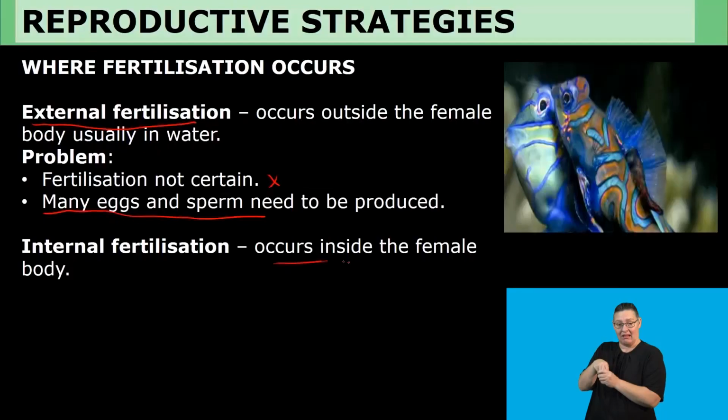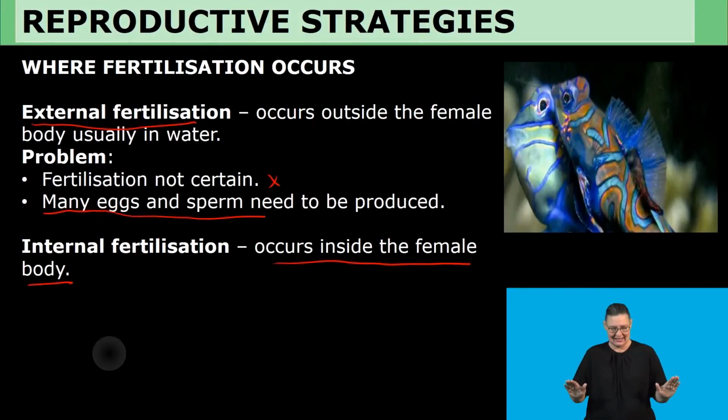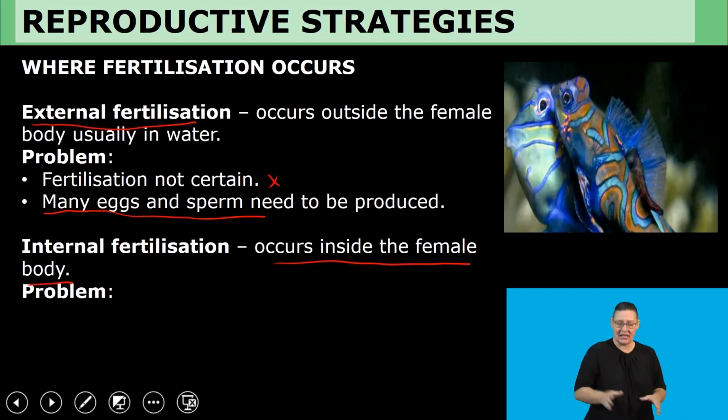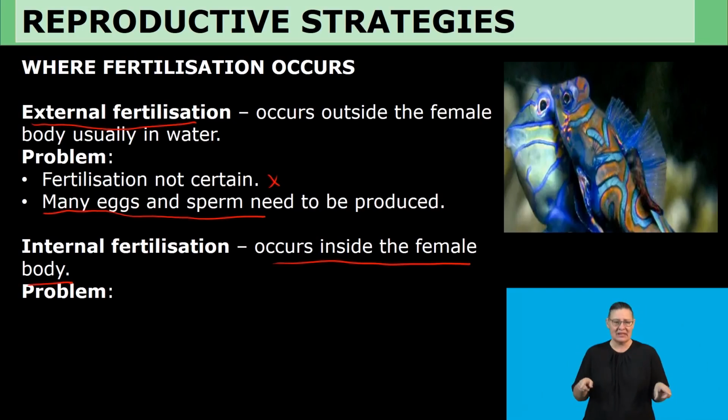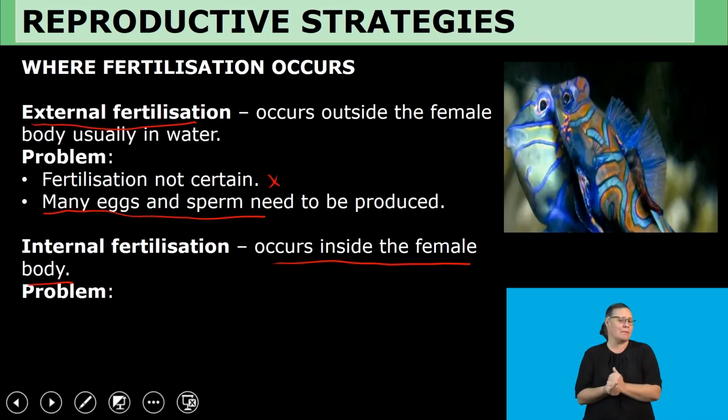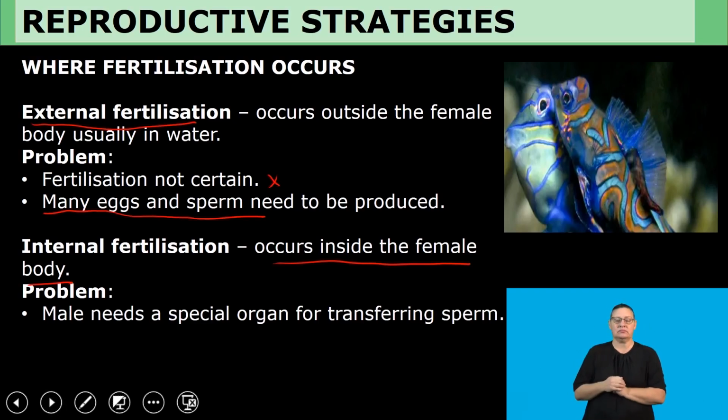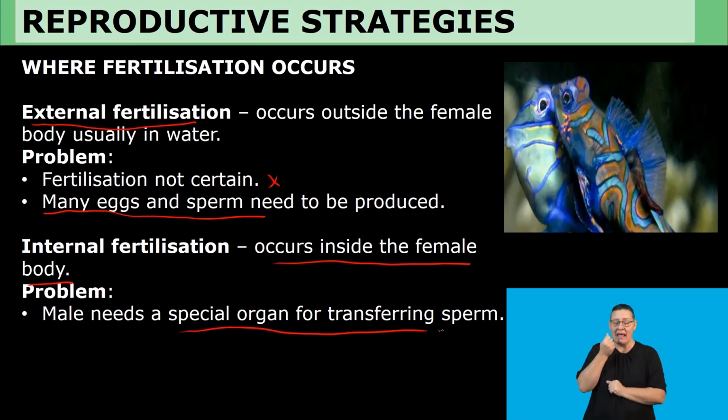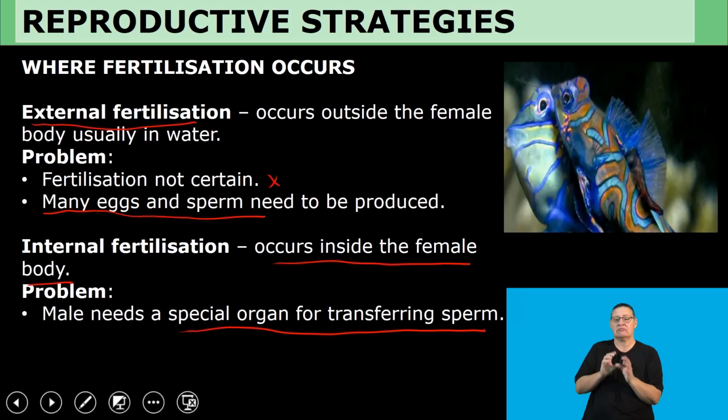When we look at internal fertilization, this occurs inside the female body. Just check the two. External, it's outside the female body. Internal fertilization, inside the female body. There is a problem, just like in external fertilization. And what is the problem? The male needs a special organ for transferring sperms.